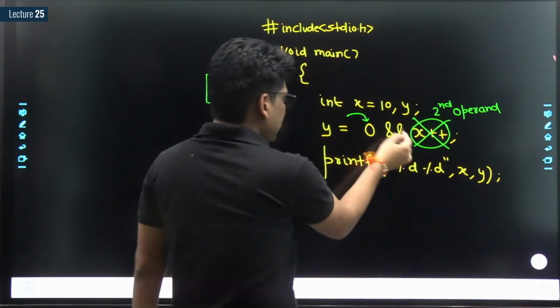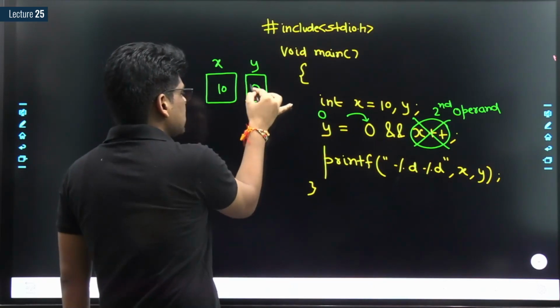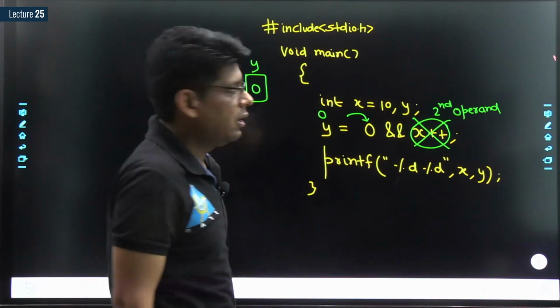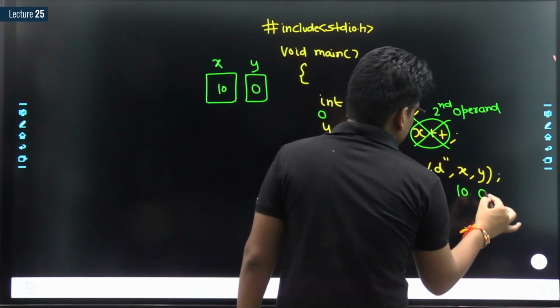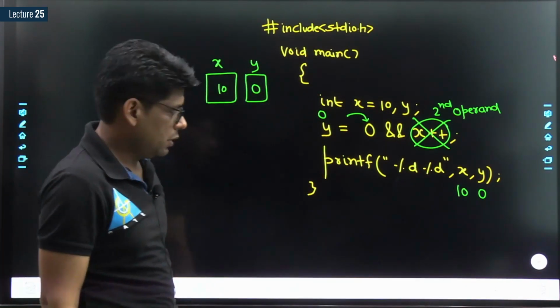What is the result, sir? 0 and something, 0 gets stored in y. So, what are the values, sir? Will x be incremented? No, dear, x will not be incremented. What is the output? Sir, the output would be 10 and 0. 10 and 0. Okay, sir.